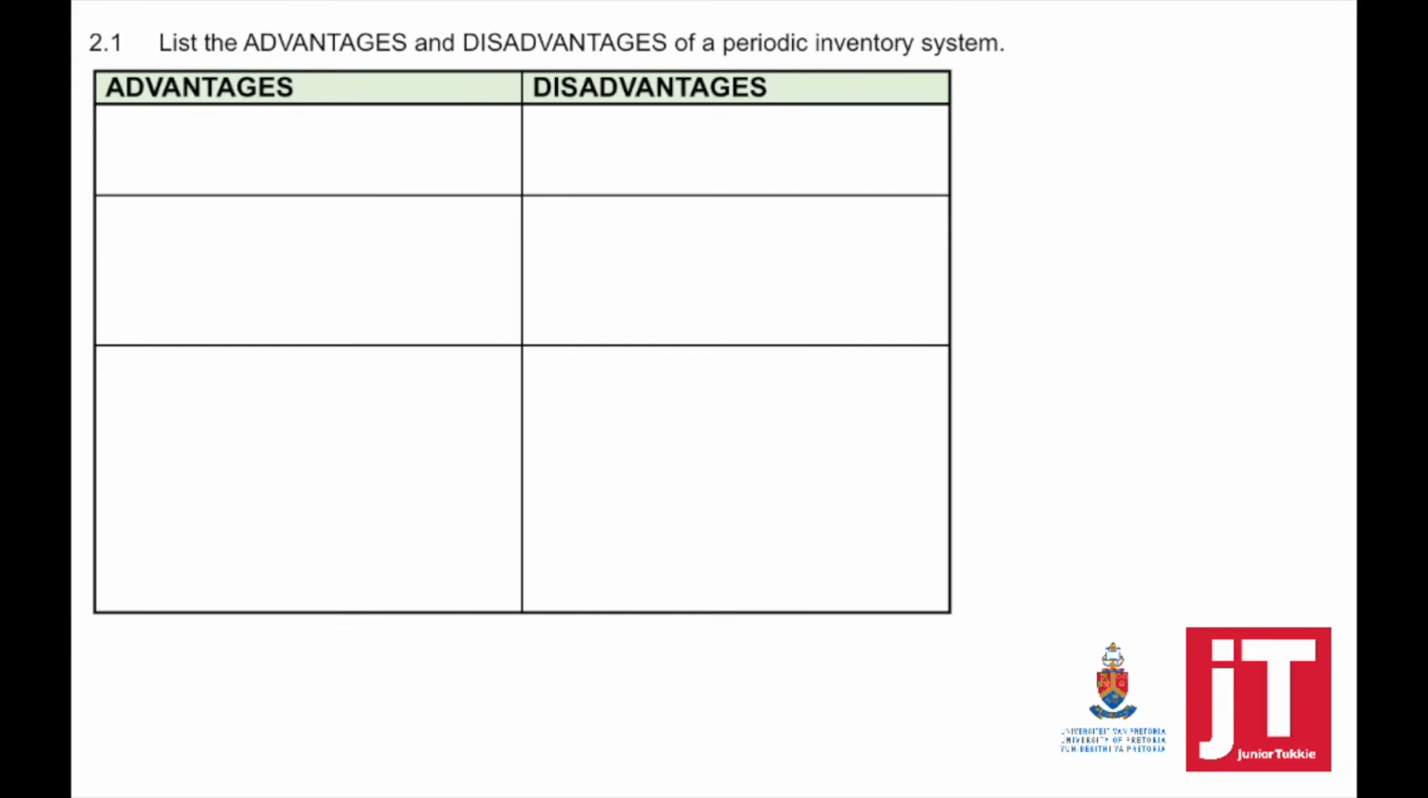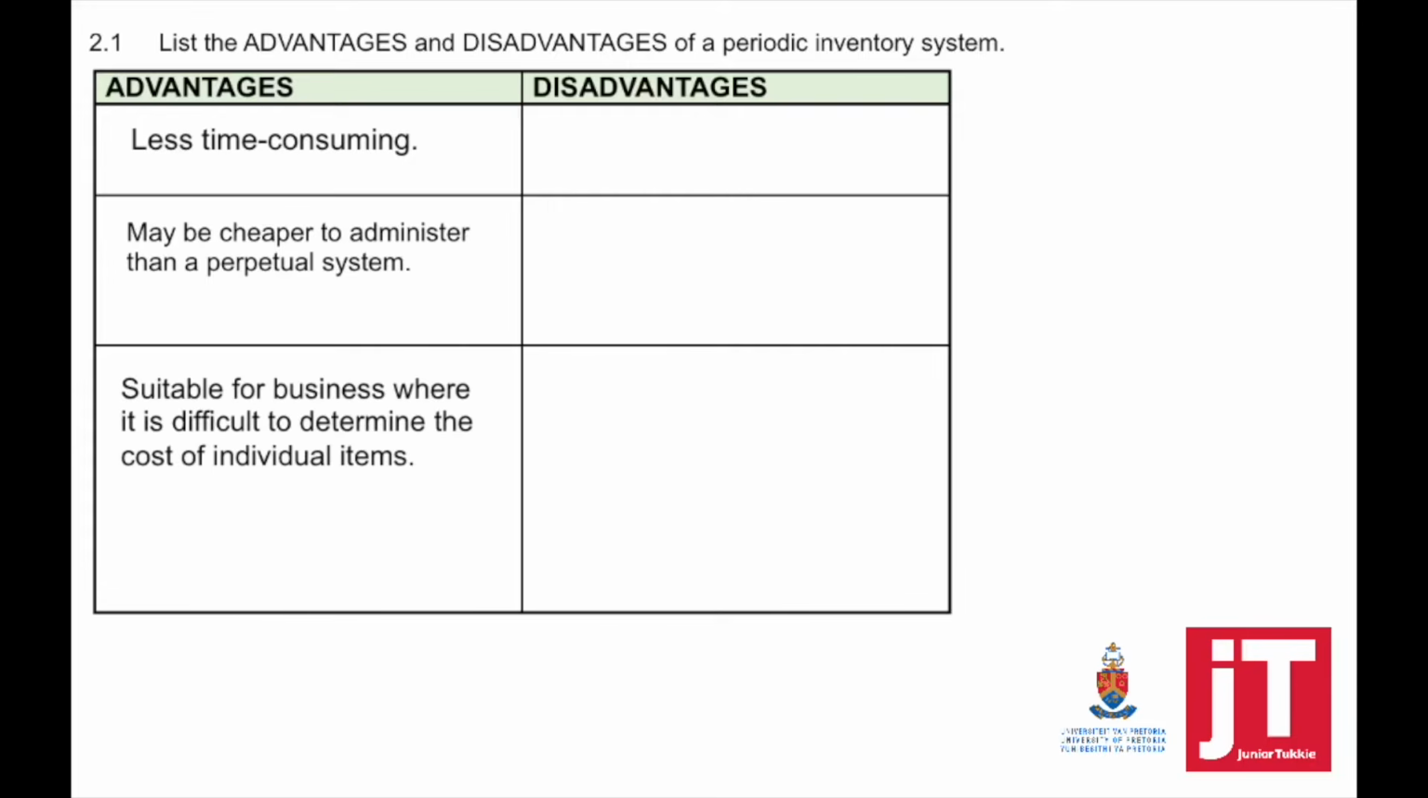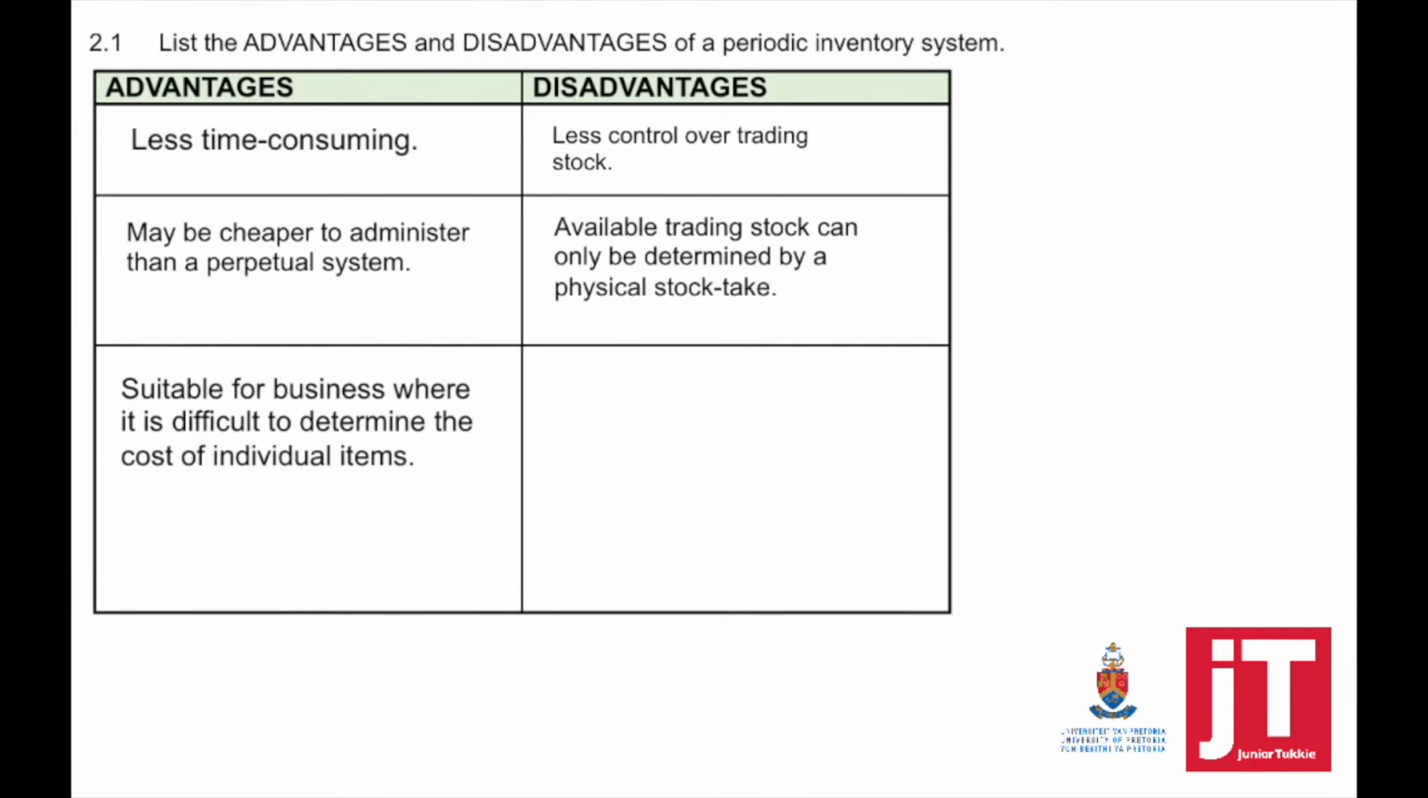Starting now with 2.1, where we need to list the advantages and disadvantages of a periodic inventory system. If we first look at the advantages, it's less time consuming, maybe cheaper to administer than the perpetual inventory system, suitable for business where it's difficult to determine the cost of an individual item.